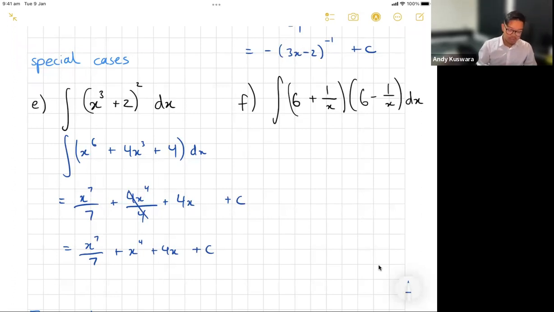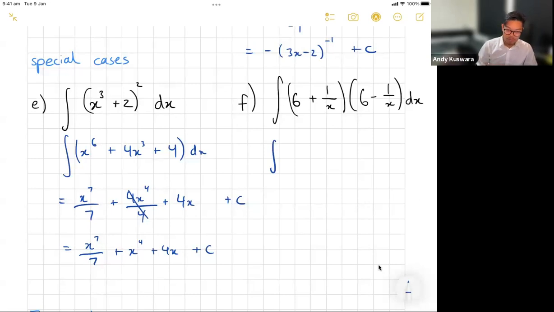Okay. Now, again, if you've got something here on the right-hand side, I hope that you recognize 6 and 1 on x, 6 and 1 on x. The only difference is one is plus, one is minus. That is what we call a difference of two squares. So again, if you don't remember what a difference of two squares is, have fun expanding it.